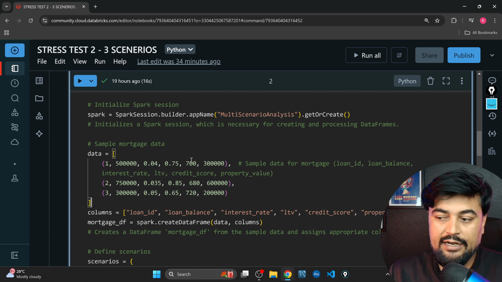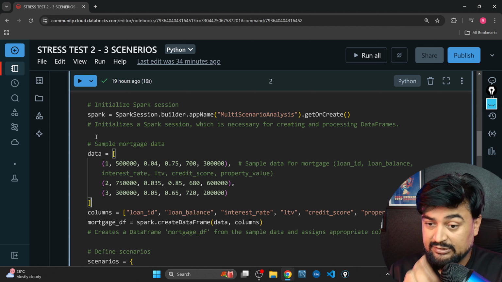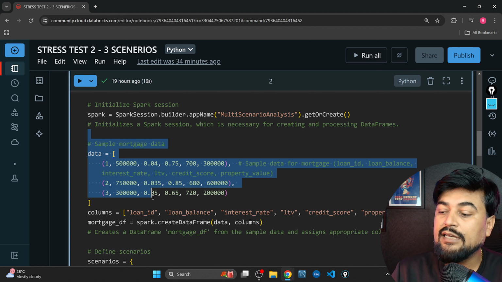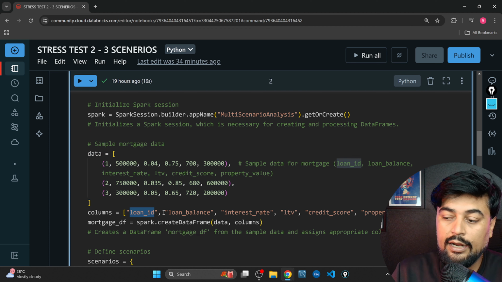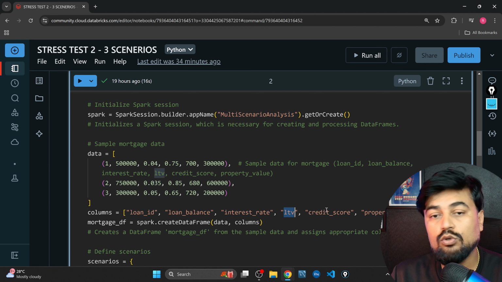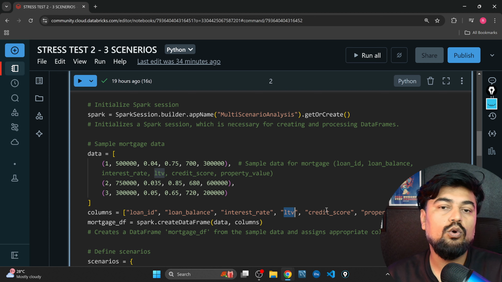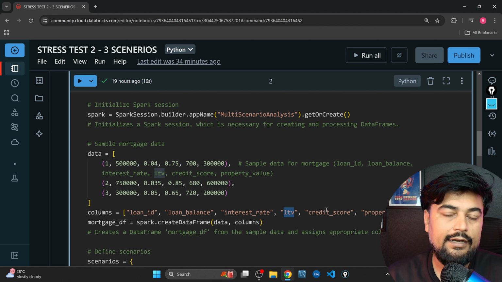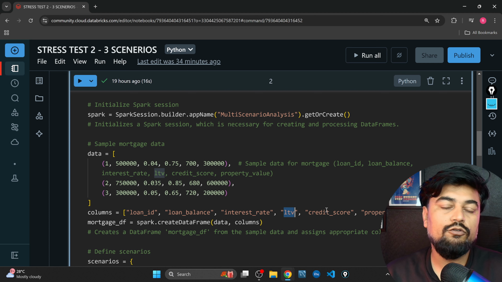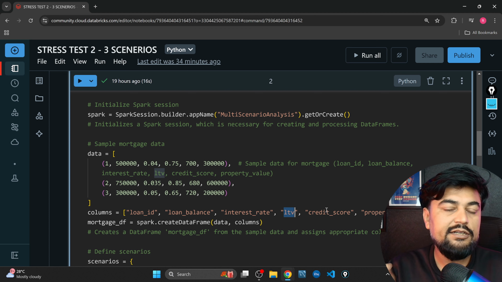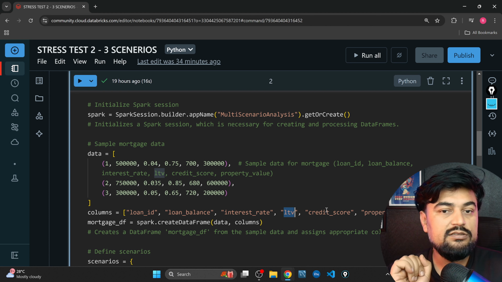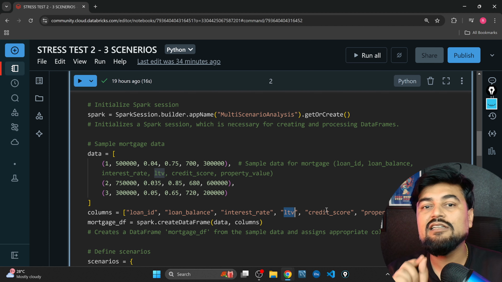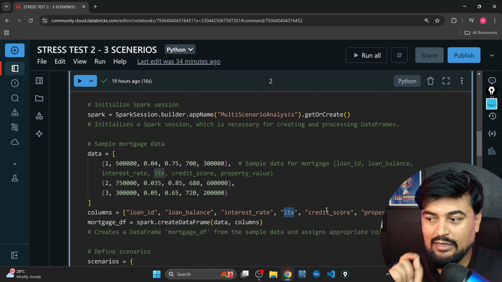Now here we are creating the data. You can see I'm creating data for 3 IDs, and the columns are loan ID, loan balance, interest rate, and LTV, the loan to value ratio. What is the loan to value ratio? Let's say, for example, you go to the bank to apply for a loan to buy a flat. You usually apply for 80-90% of the loan. But the bank says, no, we can give only 73% of the loan on this particular property. That 73% is the loan to value ratio. That's how the bank calculates it.